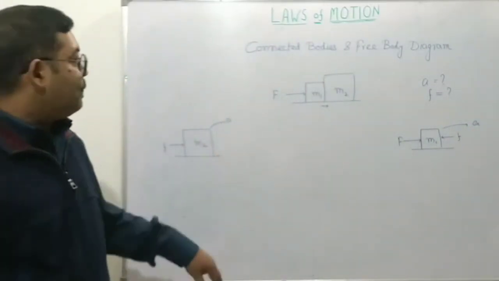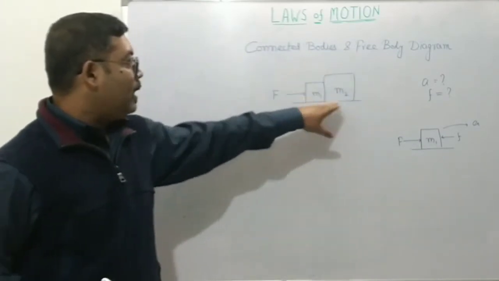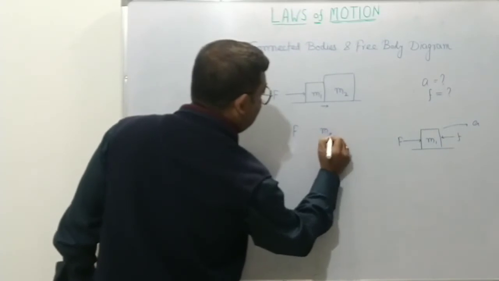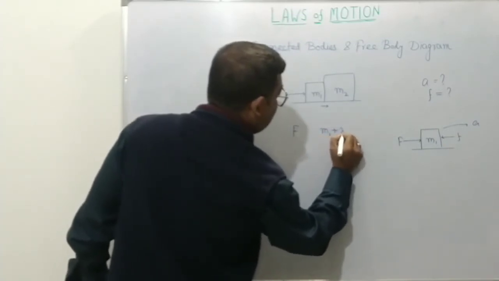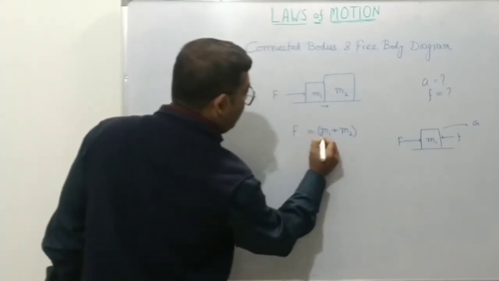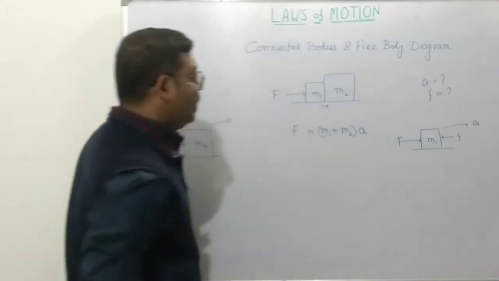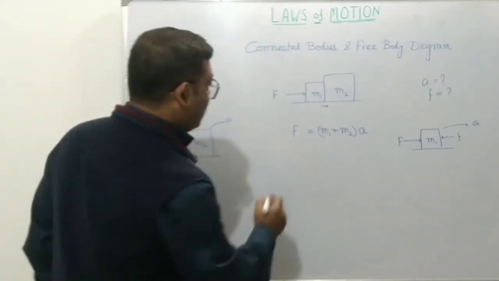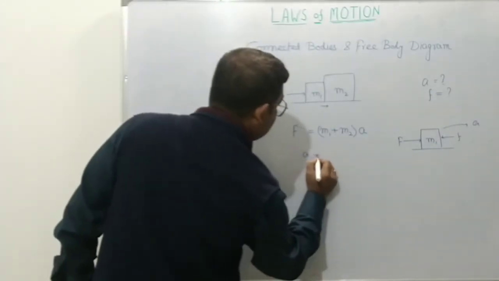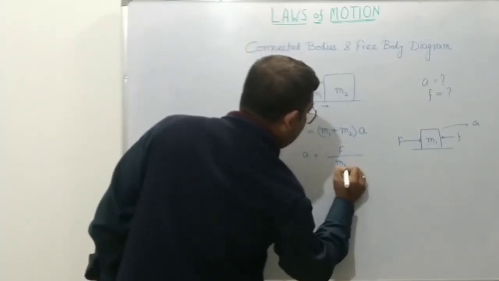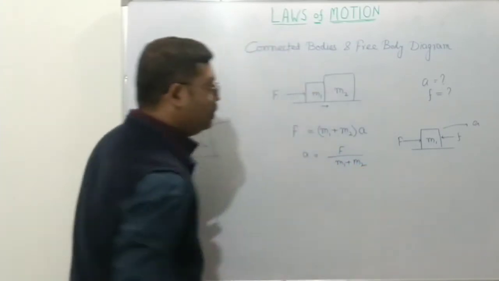Now to find A, we take the parent diagram and say that a net force of F is applied on a system of mass m1 plus m2. So Newton's second law will give F equal to (m1 plus m2) into A, because both the masses will have to accelerate with the same acceleration. This will give us acceleration A equals F by (m1 plus m2).